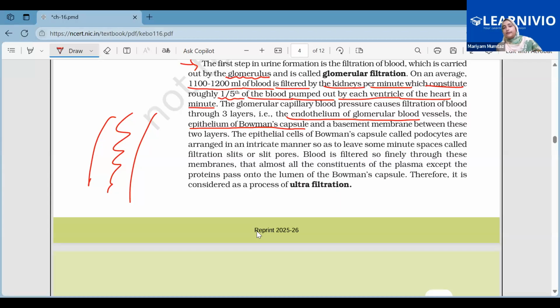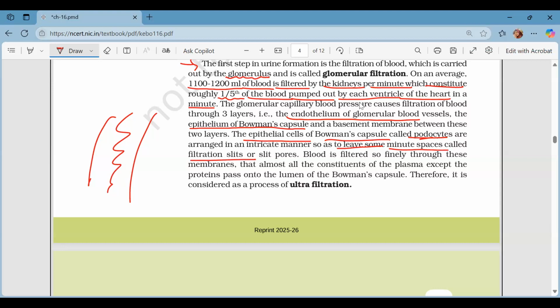So in the same way here, there are cells, or you can say tiny spaces. The epithelial cells of the Bowman's capsule, called podocytes, are arranged in a very intricate manner, very close to each other, so as to leave minute spaces, which are called the filtration slit or the slit pores.